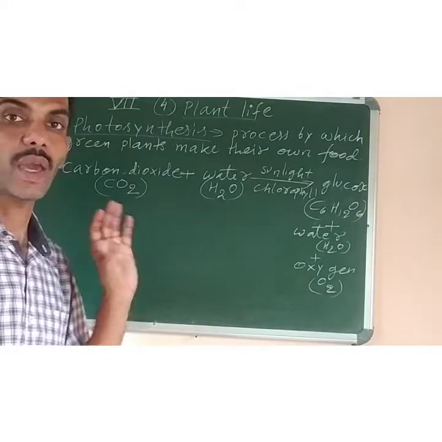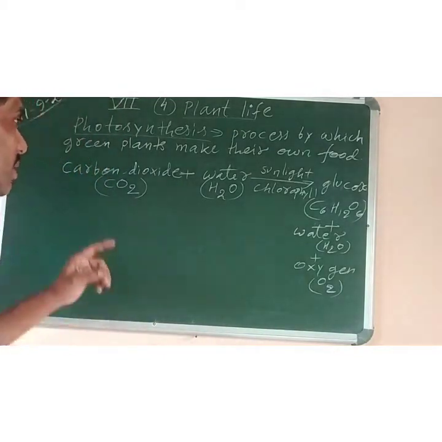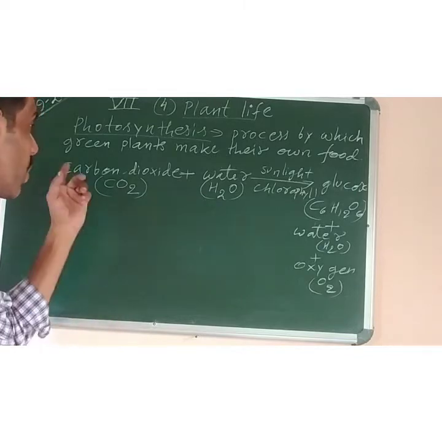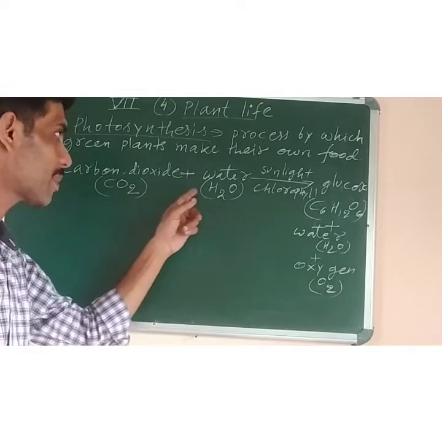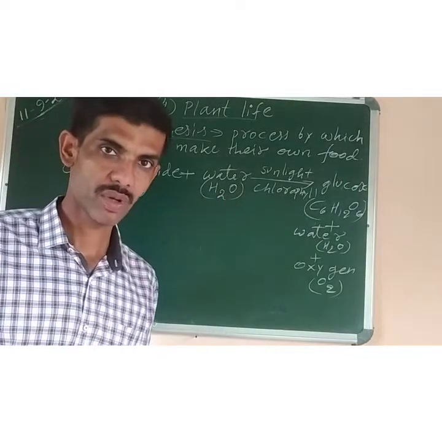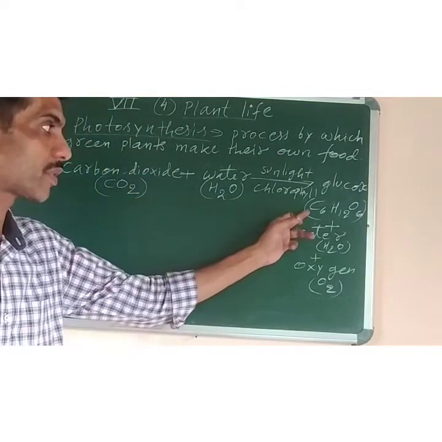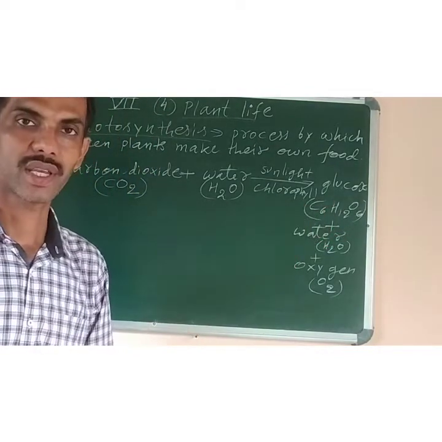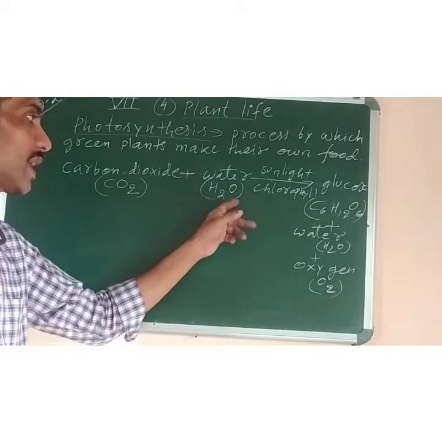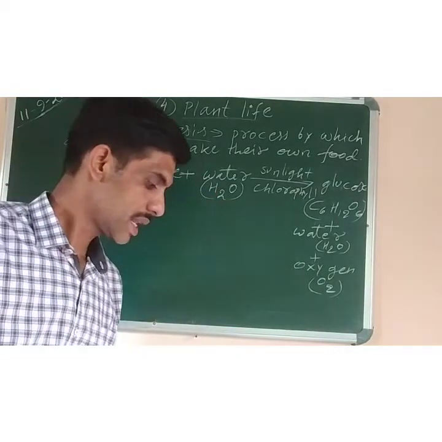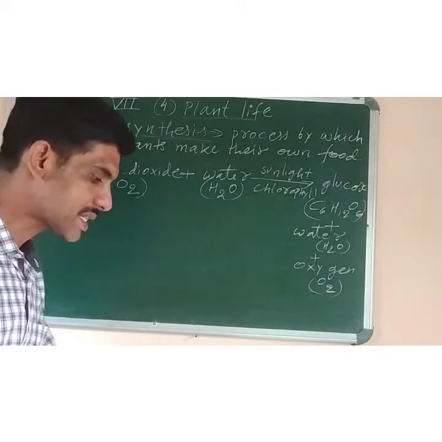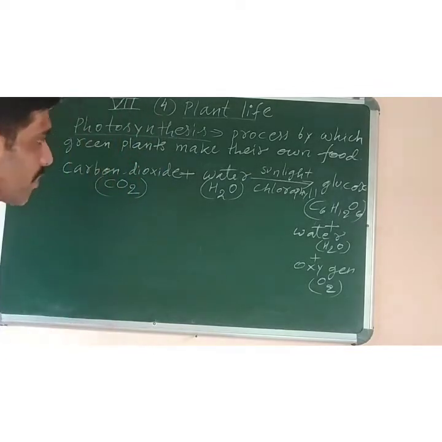What is it called? Chemical equation of photosynthesis. First I have written the word equation, that is, in words I have written. Just below that I have written the chemical formula also. Okay? Like, what is the molecular formula of glucose? C6H12O6. What is the molecular formula of water? H2O. Alright?